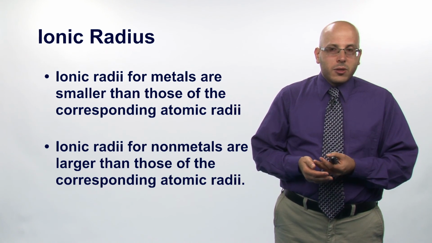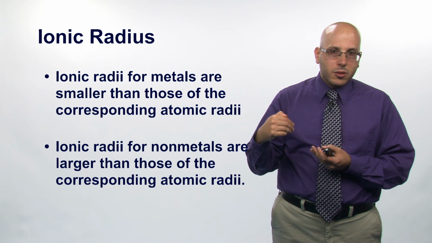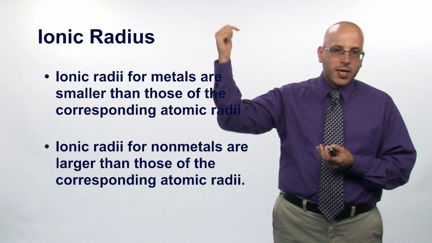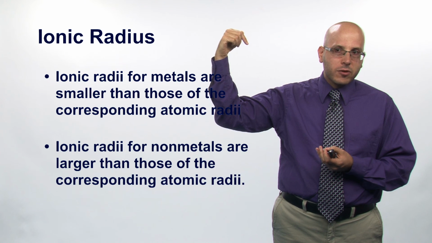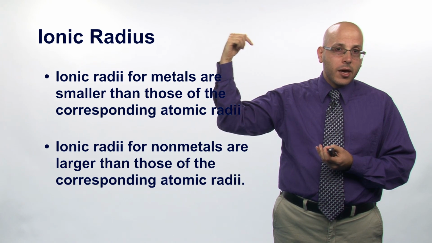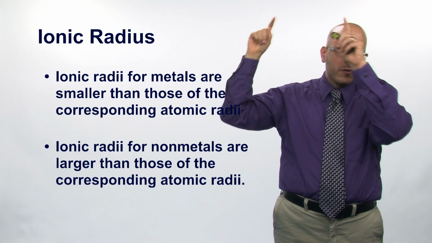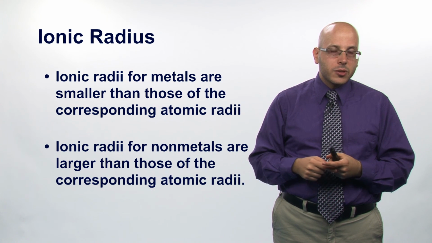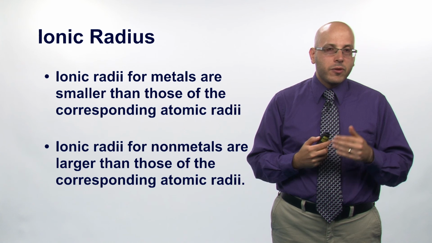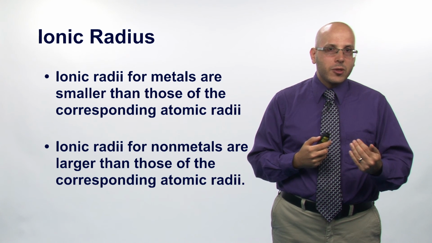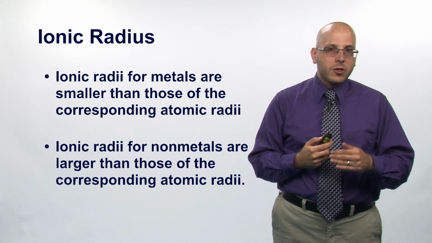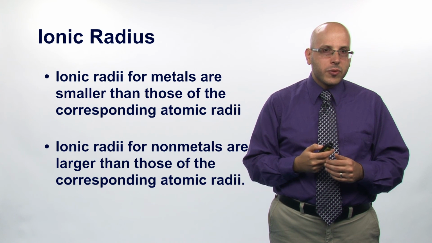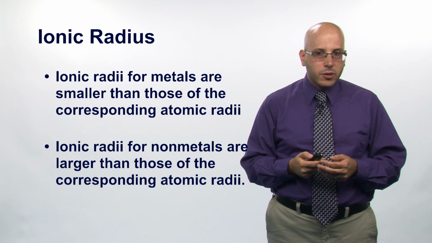For nonmetals, when they gain electrons, which is what they typically do, those electrons get added to the outermost energy level. So it's not that I lose energy levels, and actually that energy level is getting bigger and bigger because of increased repulsion. And so that's why the radius of the ion for a nonmetal tends to be larger than the radius for an atom. What I'll do now is show you a picture to illustrate this.